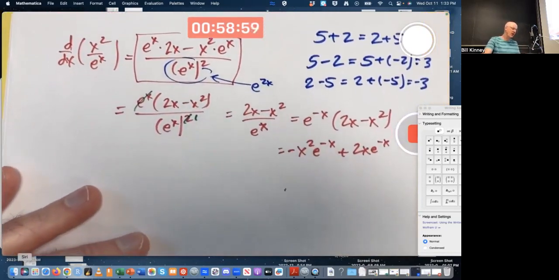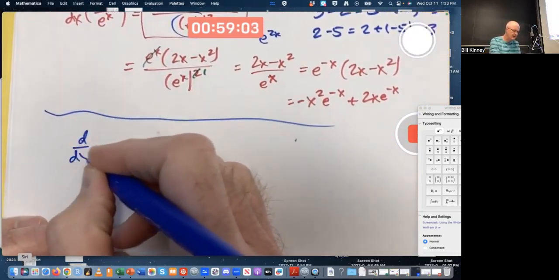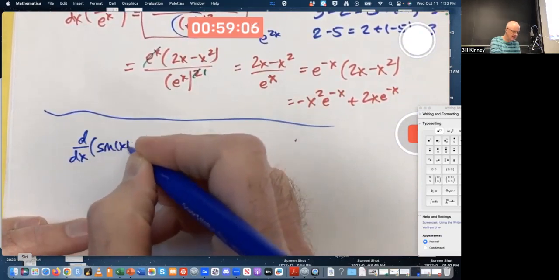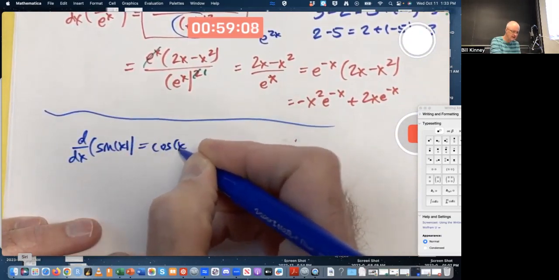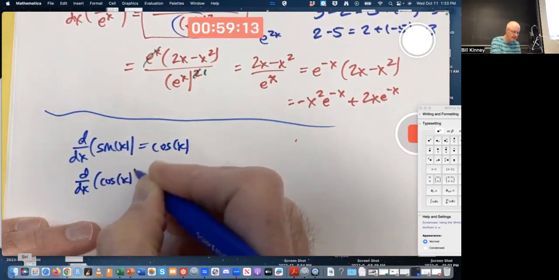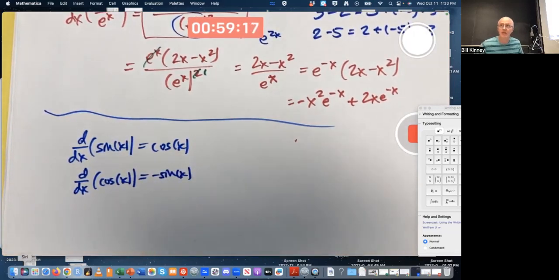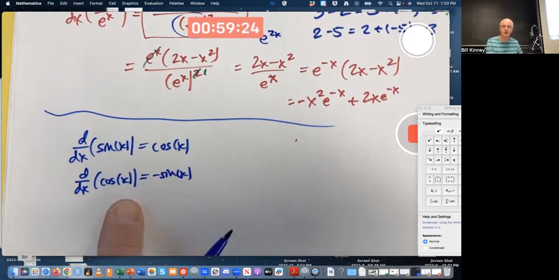I have mentioned before that the derivative of sine of x is cosine of x, and the derivative of cosine of x is negative sine of x. This is not going to come up on the homework until next week, but I've mentioned this before and I'm mentioning it again. By the way, for these rules to work, it is required for x to be measured, so to speak, in radians, if you're thinking of x as being an angle.